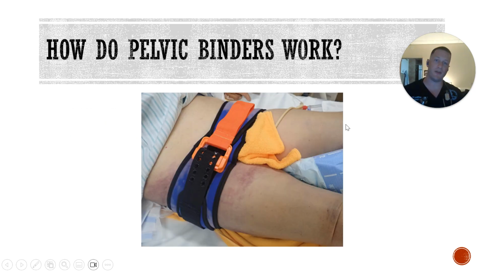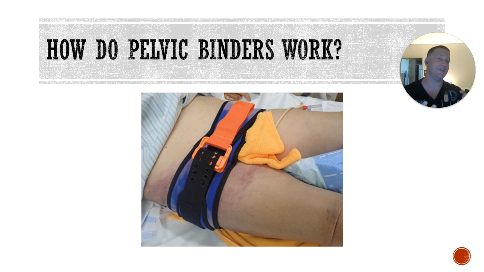Okay, how do pelvic binders work? This is a pelvic binder right here on an actual trauma patient. It took a while to find one that was censored, but we found one. So pelvic binders work by basically taking your fracture fragments, bones that are all shifted and broken apart, and stabilizing them, squeezing them together so they don't move around.